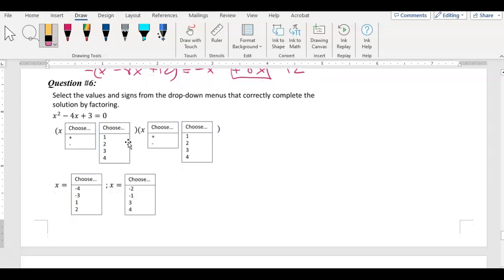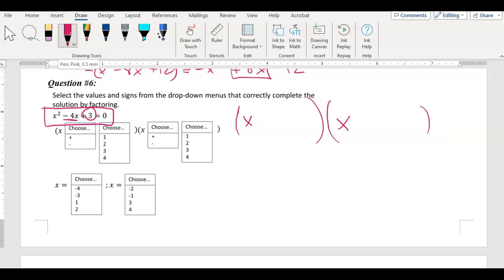Number 6, select the values and signs for the drop-down menus that complete the solution by factoring. So here we want to factor this problem, okay? This would be a non-calculator problem because they want to see that you can factor. So factors of 3 that give me -4. Well, 3 is a prime number, so it has to be 3 and 1. And we want them to add up to be -4, so they're both going to be negative. So this would be x minus 3 and x minus 1.